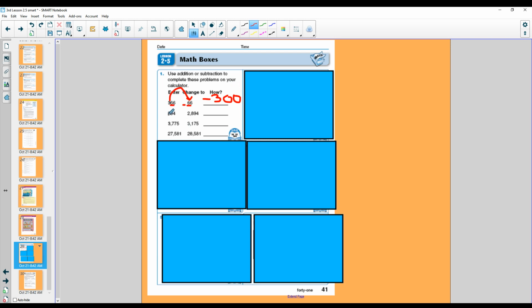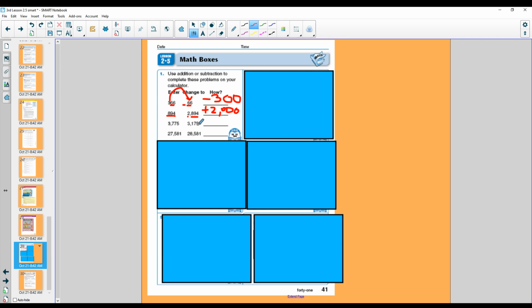Look at the difference here. It goes from 894 to 2,894. This number got bigger, so they added. Now look at, these numbers are the same as these. This number is in the thousands spot. How many thousands did they add? 2,000. Now, if you were using a calculator, that might take you a long time to figure out.